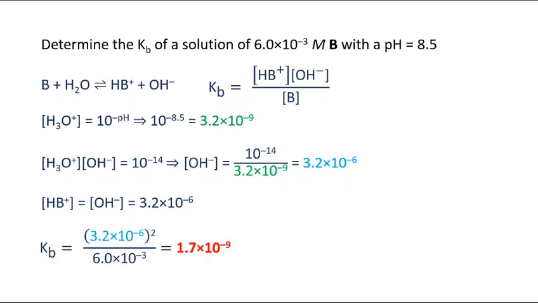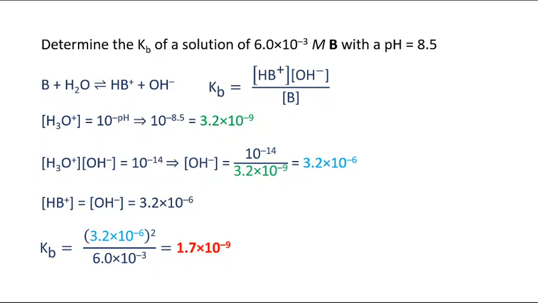We know our HB plus is going to be 3.2 times 10 to the negative 6. We know our OH minus is going to be 3.2 times 10 to the negative 6. And so on the numerator, you have 3.2 times 10 to the negative 6 squared. We know the concentration of B because it's given to you in the problem. So from there, you can solve for the Kb: 3.2 times 10 to the negative 6 squared divided by 6.0 times 10 to the negative 3, or Kb is equal to 1.7 times 10 to the negative 9. And as I stated before, that very small value for Kb means this reaction is going to prefer your reactants over your products.